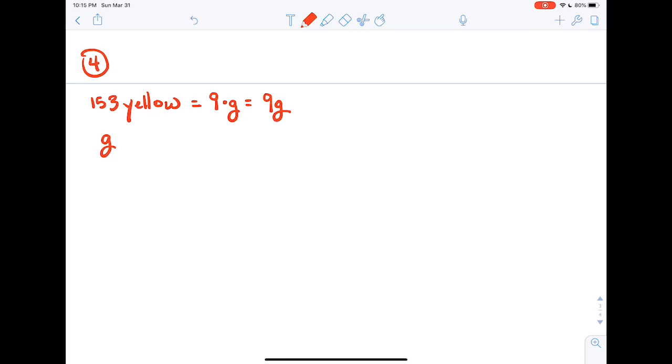So they've given me 2 different values for the yellow beads. They said that there are 153 in all, and they also told me that there were 9 times the amount of green beads, sorry. So that's pretty great because now I have 2 things that are equivalent to each other. Now it wants me to find out how many green beads there were. Well, that's not going to be a problem at all. I'm just going to make my equation. 9g equals 153. And if you'd like to put in this little multiplier, you can, but you don't have to have it.